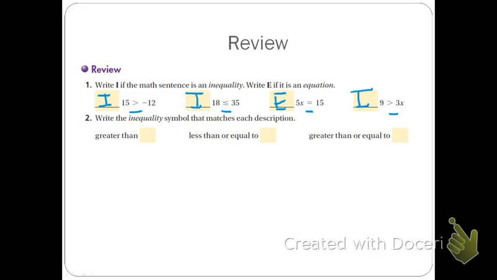Let's make sure you remember the symbols and what they stand for. Greater than means that we have one side or a number that's bigger than the other. So you would use the inequality symbol that looks like this to show that it's greater than the other side. Less than or equal to is just pointing in the opposite direction. To also include a number, you would simply put a line under it to show the equal to. And finally, greater than or equal to goes this way with a line underneath it.